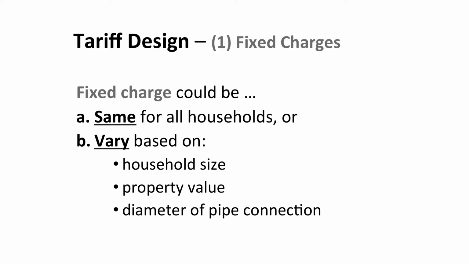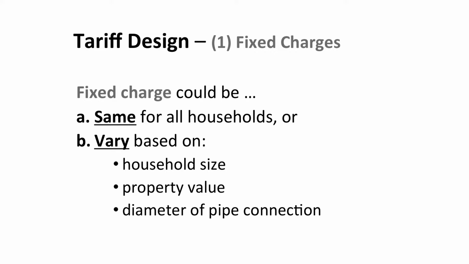For example, the fixed charge could be the same for all households or for all firms of a specific type. Alternatively, the fixed charge could vary based on household size, or on the house's market value, or based on the diameter of the pipe connecting the network to the house. Fixed charges based on household size are hard to implement. This requires that the utility determine how many people live in a household, and the utility has to keep this information up to date in case the number of people changes over time.